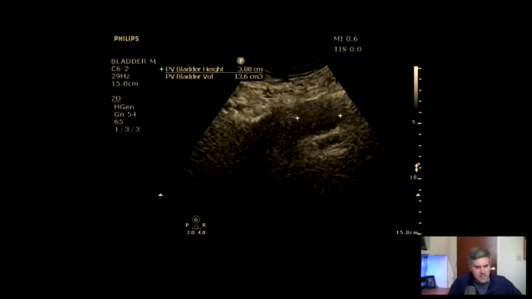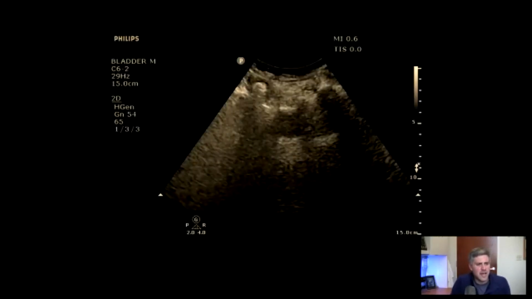Again, what's wrong with this image? Well, it's a little bit too high, right? So we did the right thing. We tried to find the pubic symphysis, but generally the bladder should be kind of tucked up underneath there a little bit, right? It may be challenging to visualize if it's that small, but it should be tucked in a little bit more.